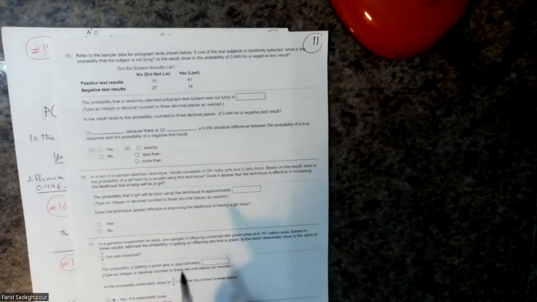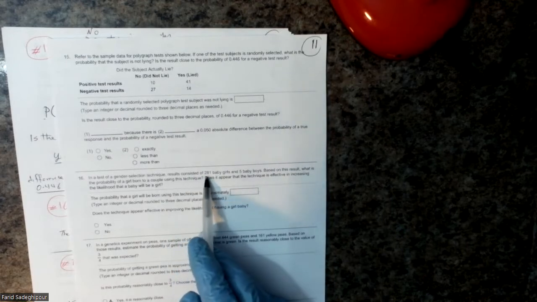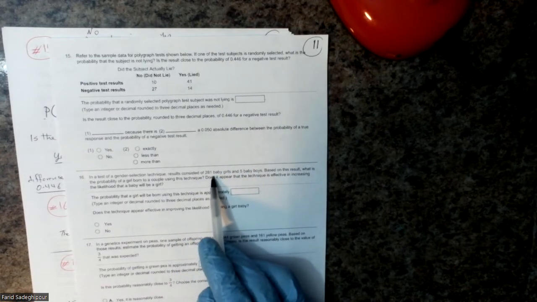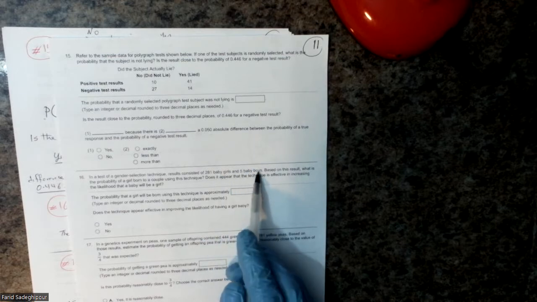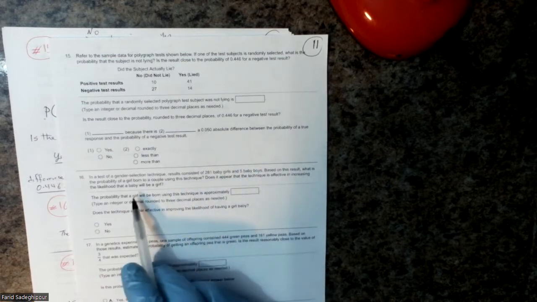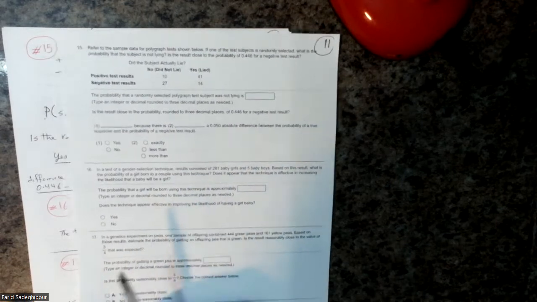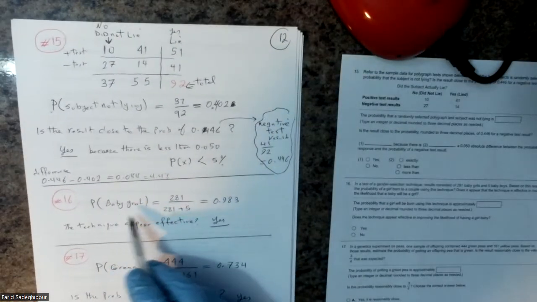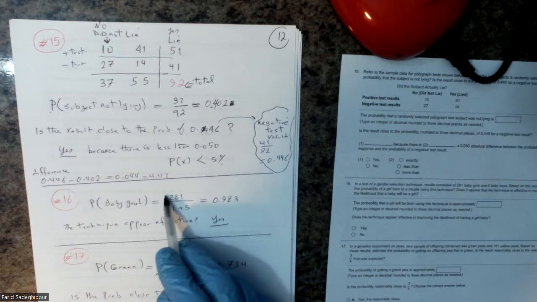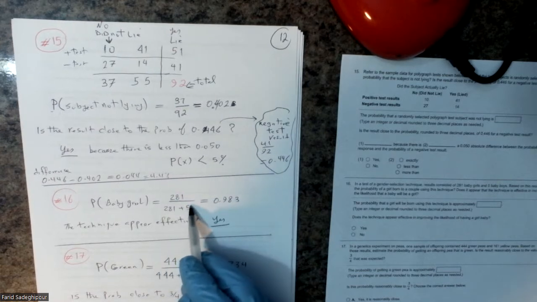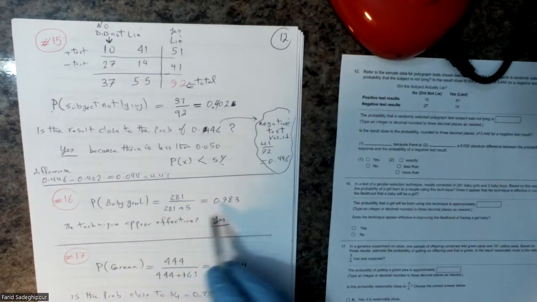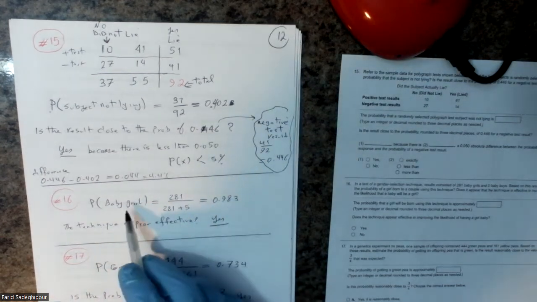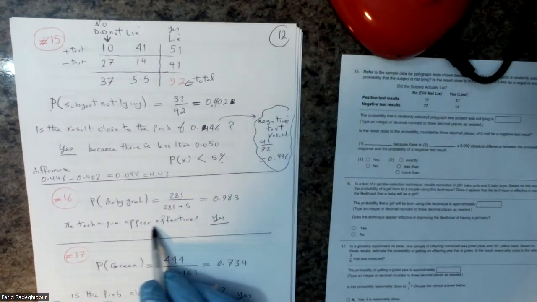On number 16, the result is 281 baby girls and 5 baby boys. What is the probability of a girl? Again, the probability that a baby born is a girl is 281 girls divided by the total number. That would be 98.3% chance of having a baby girl here. So that means the technique is really working.